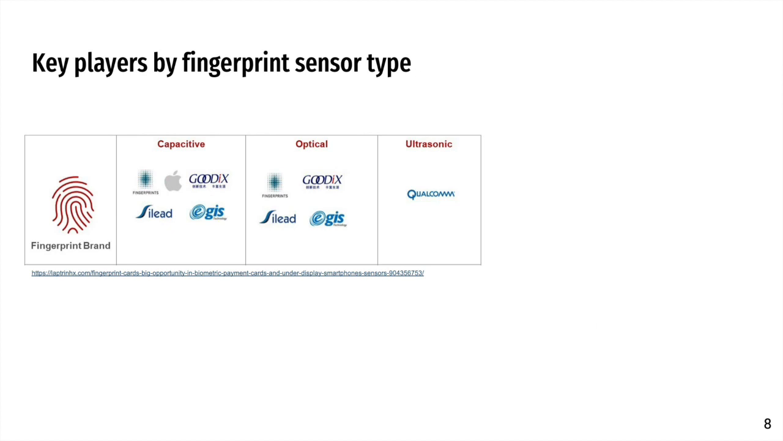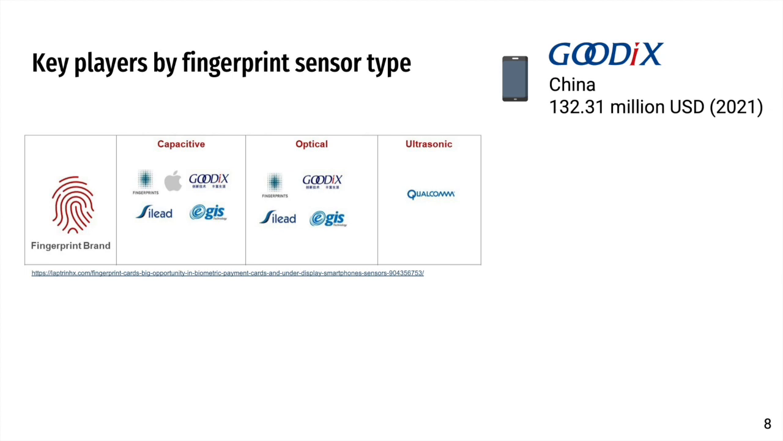Fingerprint brands specialize in the design, manufacturing, and supply of fingerprint sensors, offering a range of sensor solutions with different features and technologies. Goodix, based in China, is recognized for its capacitive fingerprint sensors that offer high accuracy and fast recognition.